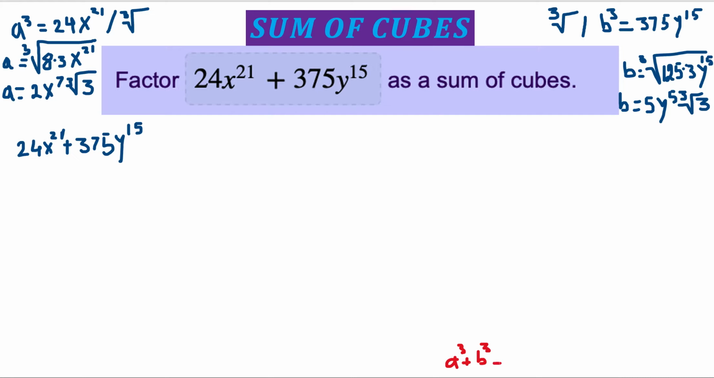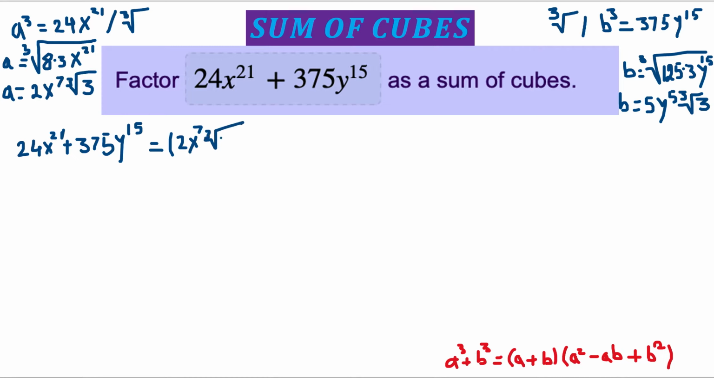The sum of the cubes is going to be equal to (a plus b) times (a squared minus ab plus b squared). So we already know this formula. Let me write it down here, so if I need, I can refer to this formula. So now this is going to be equal to a plus b, but my a is here 2x^7, cubic root of 3.